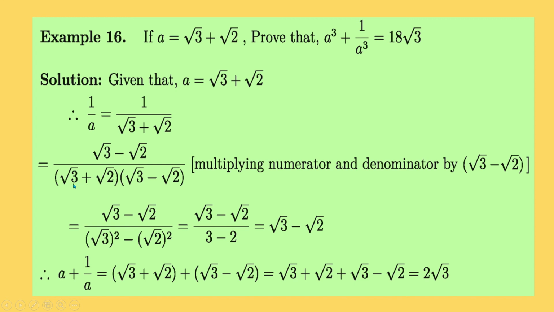As a result, here will be root 3 plus root 2 into root 3 minus root 2. That's mean we have to multiply, as here is root 3 plus root 2, so we have to take root 3 minus root 2. As a result, here makes a formula a plus b into a minus b, that's a square minus b square, and right side will be same. A square mean root 3 whole square, b square mean root 2 whole square. So this equal to 3 and this equal to 2. Okay, this equal to here root 3 minus root 2 divided by 1.